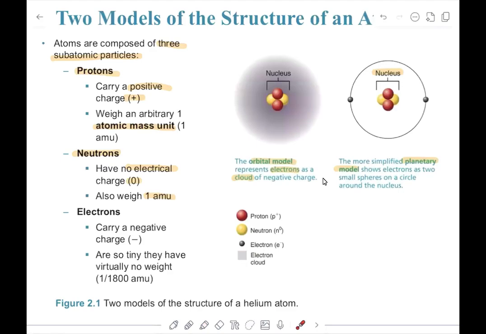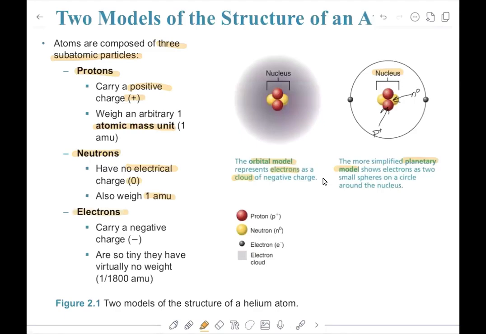So notice the nucleus here, we have red and yellow. That signifies protons and neutrons. So let me label them for you. The red would be the proton, and the yellow would be the neutron. You could see I'm using a superscript of plus or zero, signifying the charge of it.